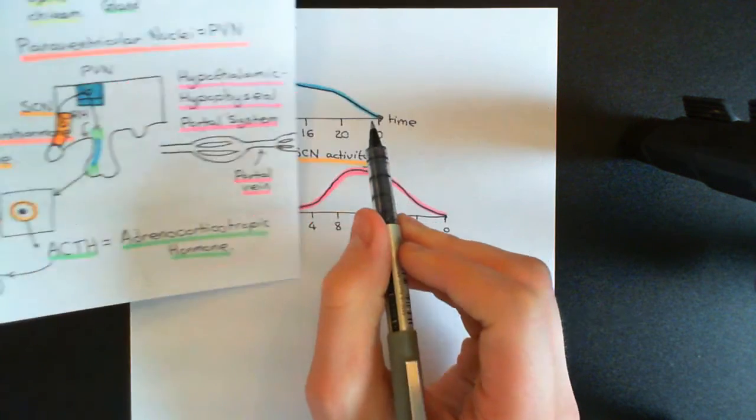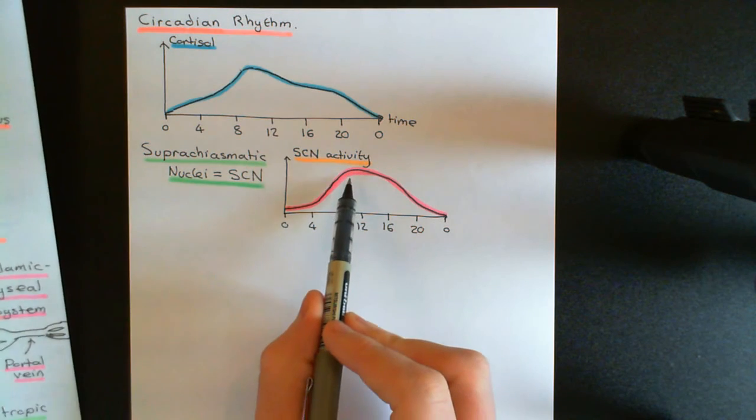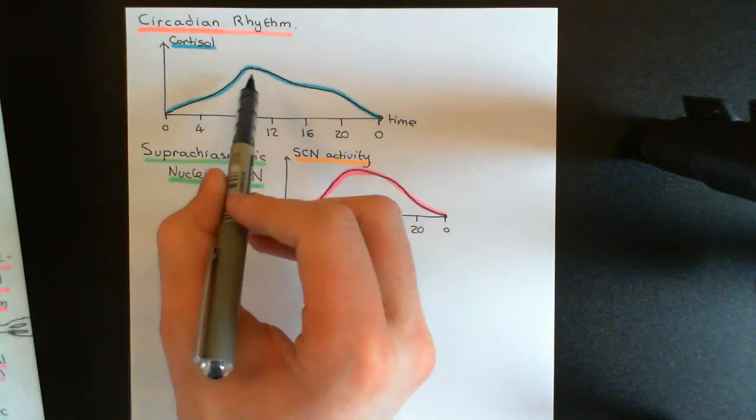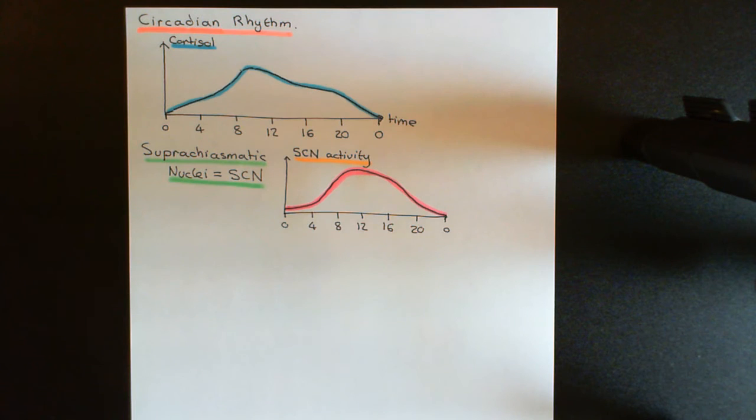Okay, so I hope you can understand how this means that the suprachiasmatic nuclei are going to transfer their level of activity to the hypothalamic-pituitary-adrenal axis. So that's the means by which the hypothalamic-pituitary-adrenal axis gets this circadian oscillation because of its connections to the suprachiasmatic nuclei in this way at the level of the paraventricular nuclei.